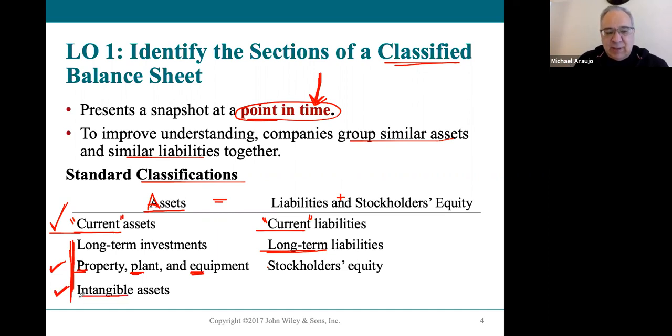Now it's interesting because the word intangible simply means you can't touch it. So property, plant, and equipment, you can touch the land, you can touch the building, you can touch the ovens and other things in my pizzeria, the tables and chairs, the cases, etc. But an intangible asset would be, for example, things like patents, which means I am the recognized owner of an invention, or a copyright, which again means I'm the recognized owner of a piece of writing, a piece of music, or a piece of software, or something like this.